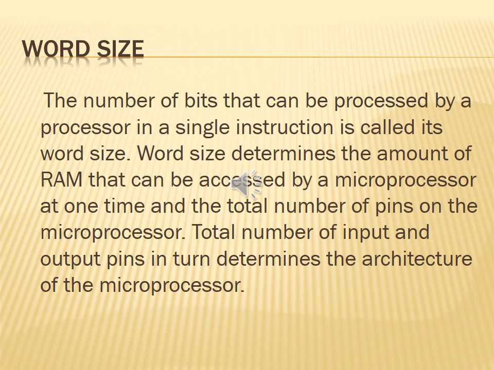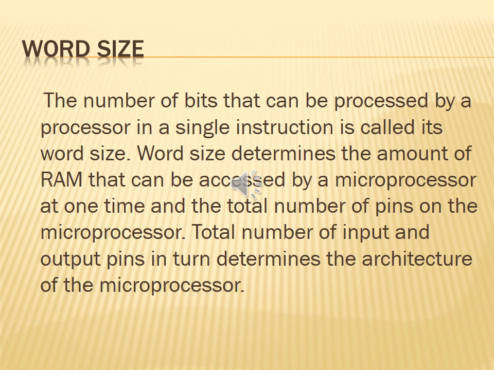The number of bits that can be processed by a processor in a single instruction is called its word size. Word size determines the amount of RAM, we know RAM expansion, random access memory, that can be accessed by a microprocessor at one time, and the total number of pins on the microprocessor. Total number of input and output pins in turn determine the architecture of the microprocessor.